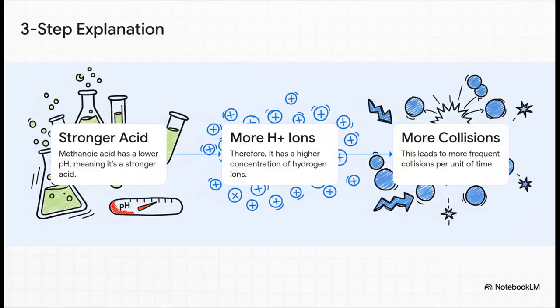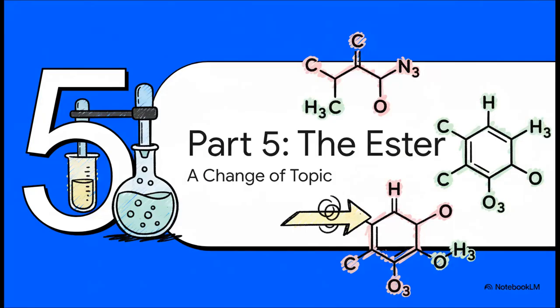And here we go, the perfect 3-step logic for all 3 marks. Step 1, you just state that methanoic acid is the stronger acid, or that it has a lower pH. Step 2, and this is where you use the hint, you link that to the ions. A stronger acid means a higher concentration of hydrogen ions. And finally, step 3, you connect it all back to reaction rates. More ions means more frequent collisions. It's a perfect chain of reasoning. We are on the home stretch now, I promise.